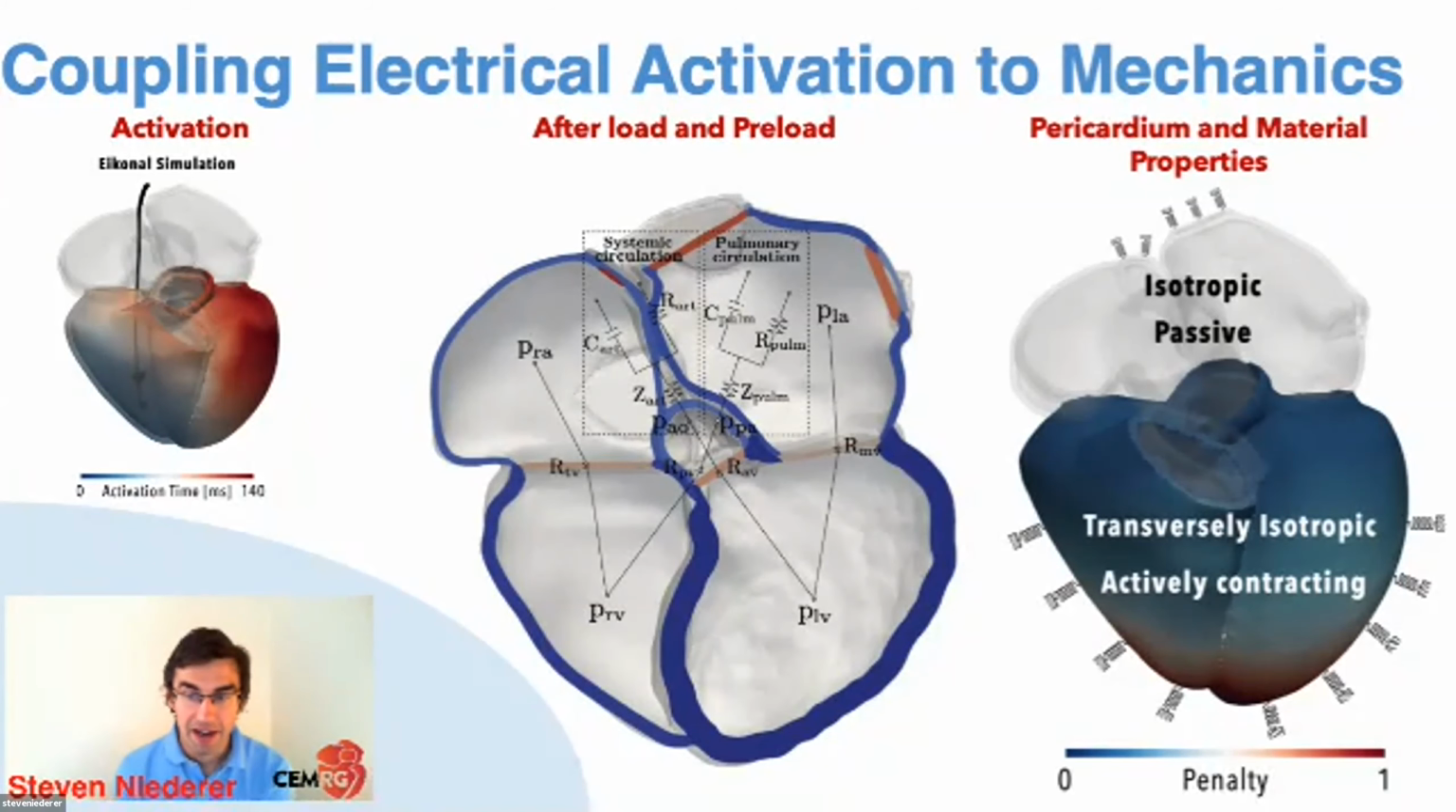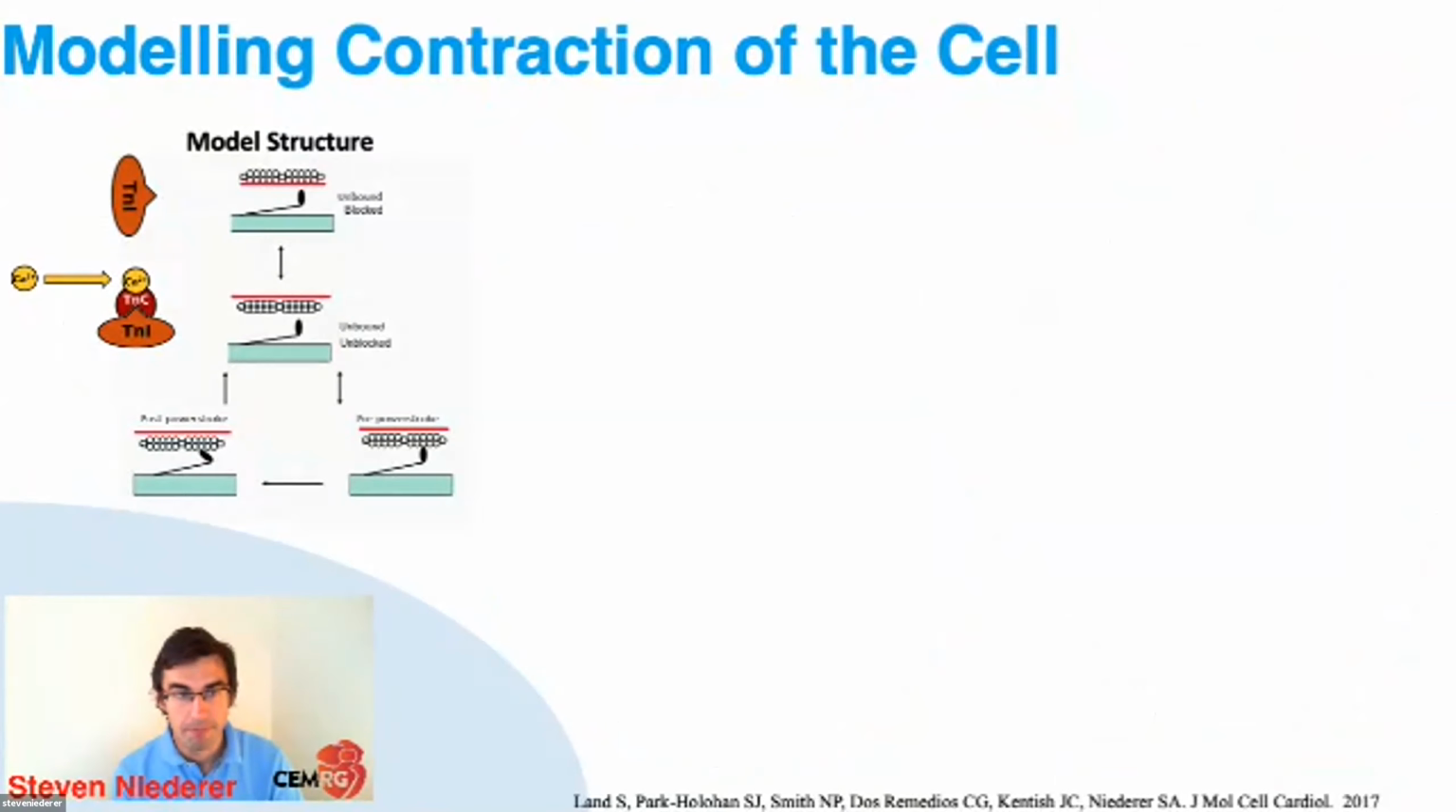We have a transversely isotropic material in the ventricle, and this is going to follow the fiber orientation that we've described previously. And we have an active contraction model as well for driving deformation. So for active contraction, we have a biophysical contraction model that we've made, and we also have a phenomenological one. The results I'm presenting today are phenomenological.